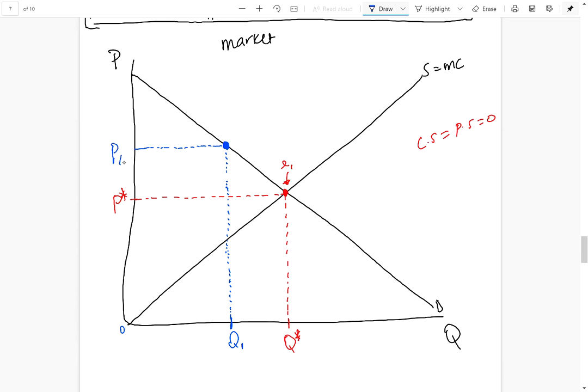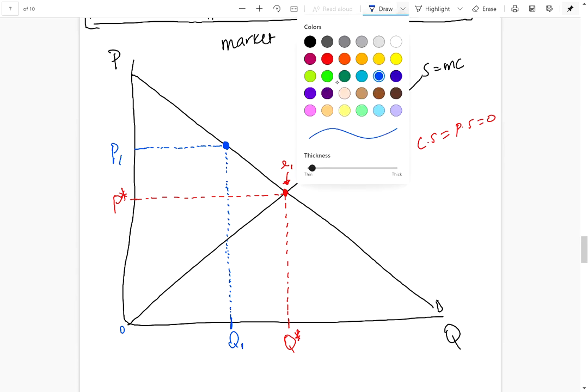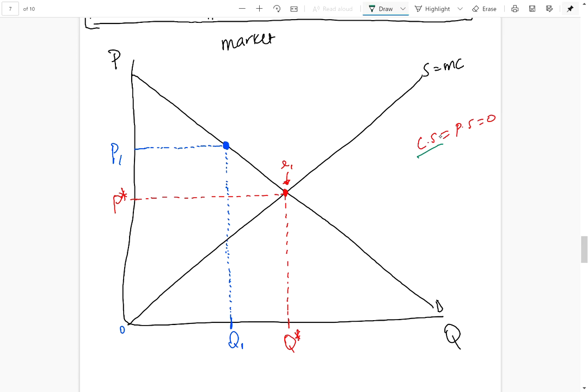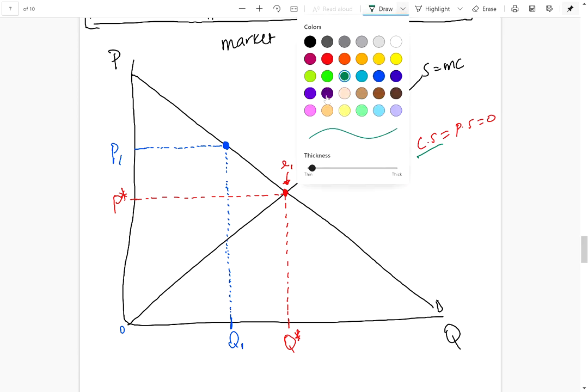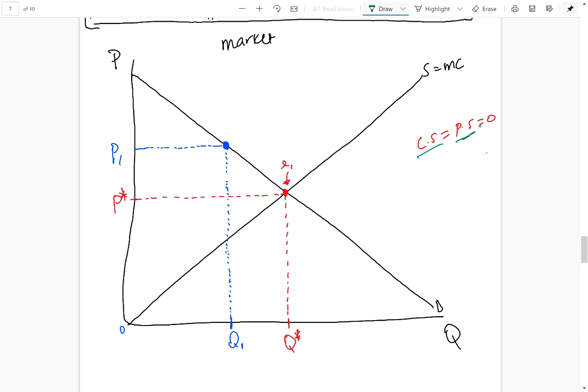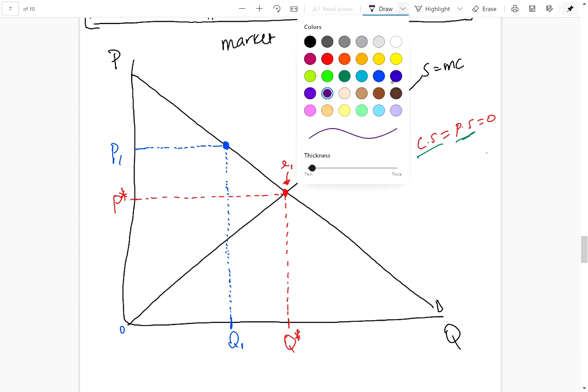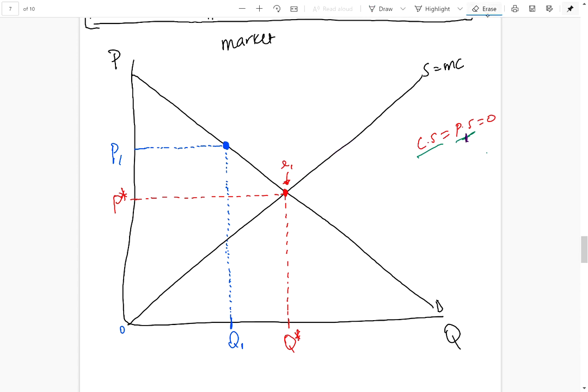Okay, so we can draw out the areas. We can draw out consumer surplus. We can draw out producer surplus. And thus draw out welfare. Excuse me, this should be purple. Welfare in this market. So let's do that.